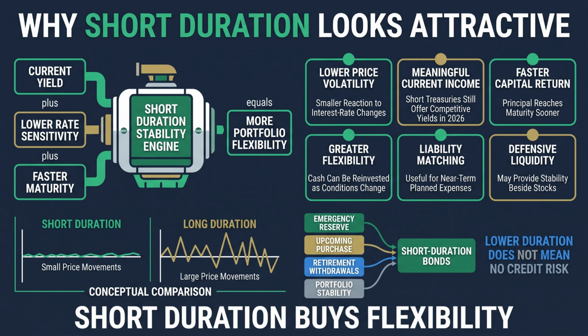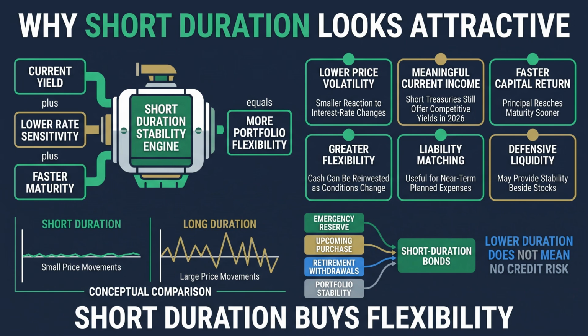The second advantage is faster principal return. Treasury bills and individual short-term bonds mature quickly. When they mature, investors receive the principal and can decide what to do next based on the new market environment. That creates flexibility. Short duration can also be useful for liability matching. Money needed for an upcoming home purchase, tuition payment, retirement withdrawal, or major expense should not normally depend on the market price of a long-duration bond.